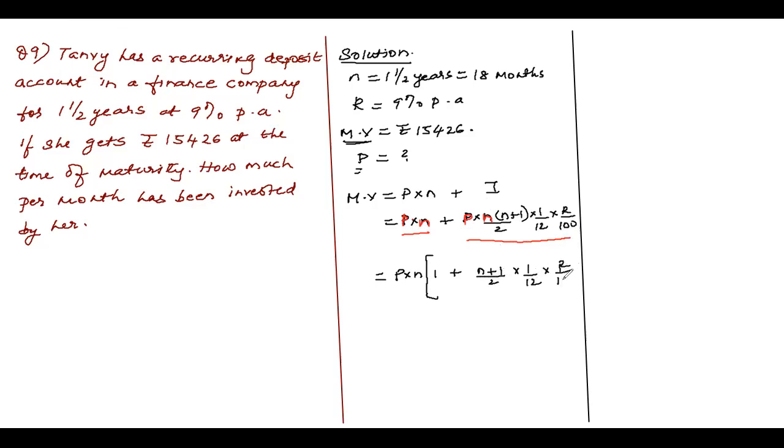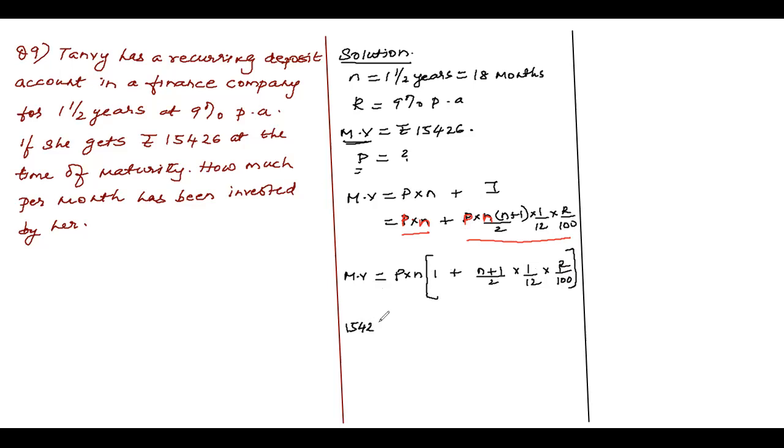No problem at all. I hope people are understanding. Just put the value. This is the maturity value. Some teachers ask you to learn it like a formula. I never say learn it like a formula. You just substitute like this: P into N plus I, put I's formula in place of I, and later take out P into N as common. Got it? Now I'll put the values. Just see here, children.